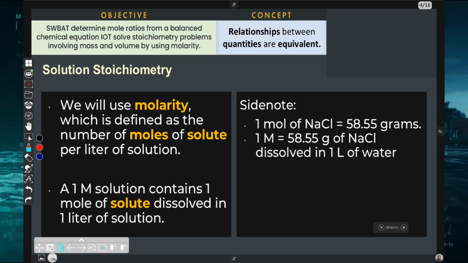If we take a look at the side notes, 1 mole of sodium chloride is equal to 58.55 grams. So if you take 1 mole of sodium chloride and you dissolve it in 1 liter of water, then you're essentially dissolving 58.55 grams of sodium chloride in that 1 liter of water. That's what makes it a 1 molar solution, 1 mole of substance in 1 liter of water.